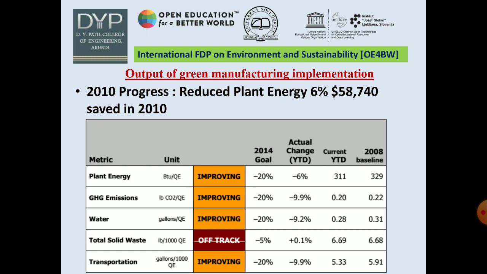So after 1 year, they get this output: the plant energy is reduced by 6%, which saves $58,740 in 1 year. And the table shows the output of implementation of green manufacturing: the plant energy reduced by 6%, greenhouse gas emission reduced by 9.9%, use of water reduced by 9.2%, and transportation reduced by 9.9%.